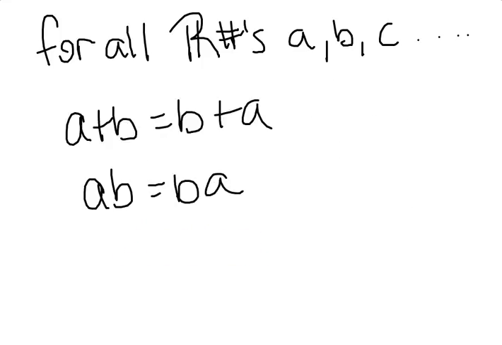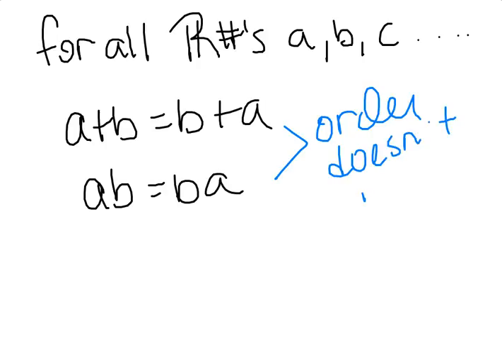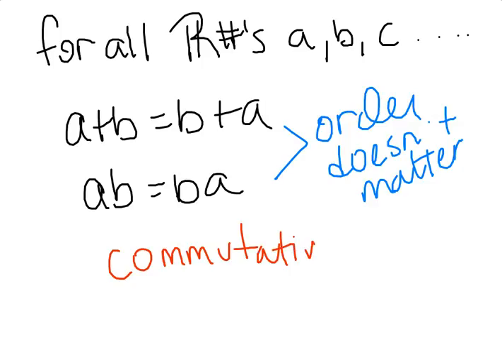The next property is that a plus b equals b plus a, and a times b equals b times a. So order doesn't matter. And do you remember, I'm sure you've learned this property, do you remember what this is called? When order doesn't matter? Well, it's commutative. So it doesn't matter which order we put these in, we're always going to get that same unique real number. So our second property of real numbers is the commutative property.